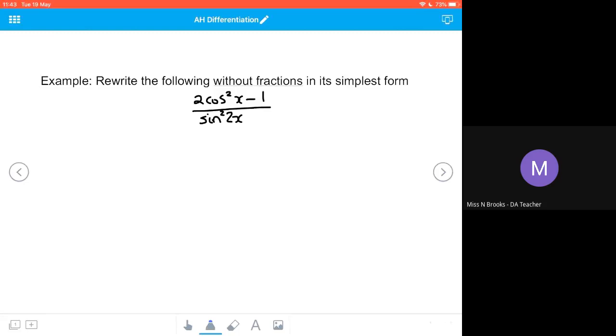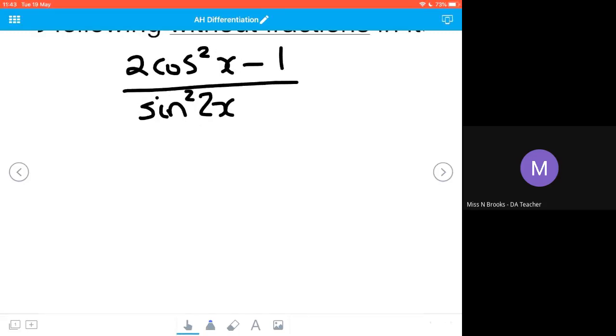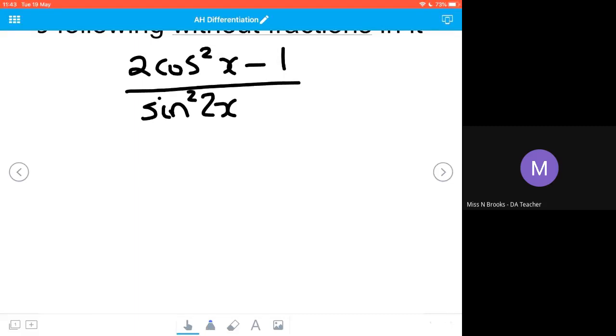Now the second one I want to rewrite without fractions is this one here, which is 2 cos squared x minus 1 over sine squared 2x. Now, I need to remember my trig identities from higher. So my trig identities were sine 2x equals 2 sine x cos x, and then I had my cos 2x equals cos squared x minus sine squared x, but I could rearrange that to be 2 cos squared x minus 1, or 1 minus 2 sine squared x. So my numerator here is giving me one of the variants of cos 2x.